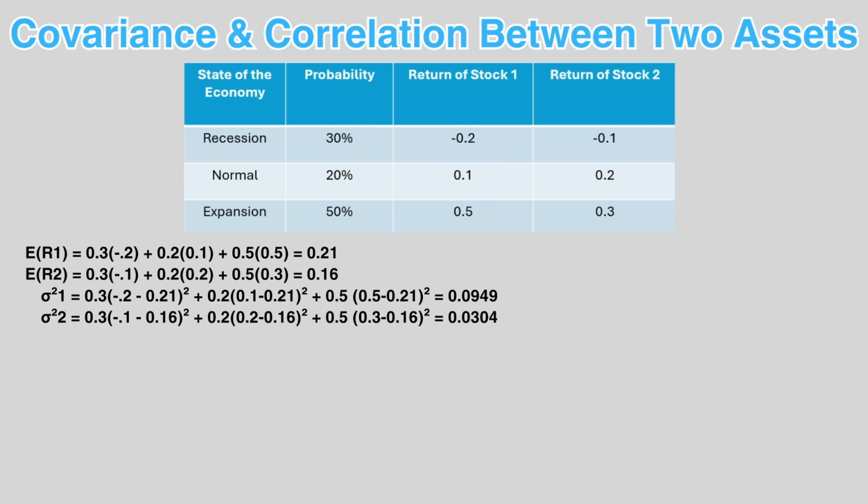Now we can calculate the variance of stock 2, so we're going to take the 30% probability of a recession occurring, and we're going to multiply that by the return of stock 2 in the recessionary state minus the expected return of stock 2, and we're going to square that.